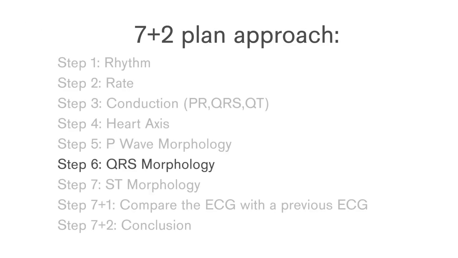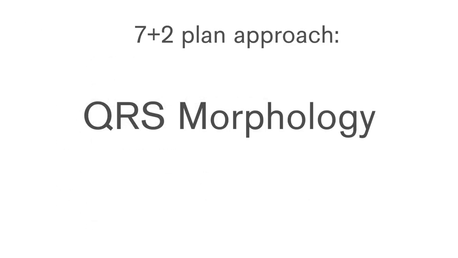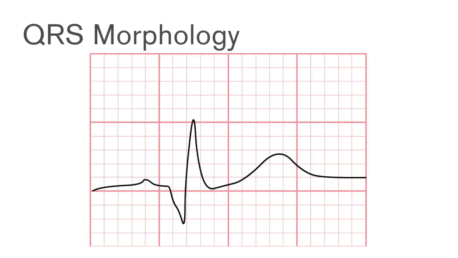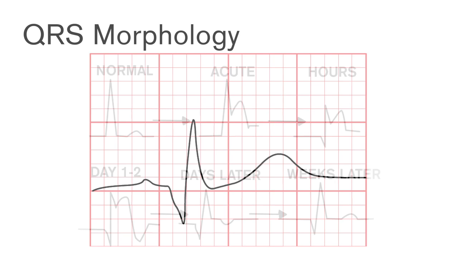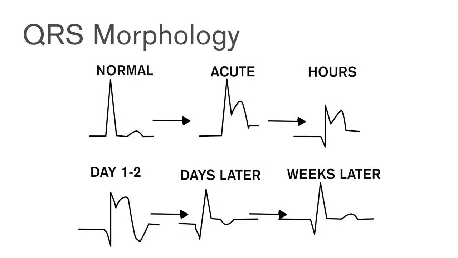In this section, we'll cover QRS morphology. QRS complexes can be looked at for signs of previous myocardial infarction and or left or right ventricular hypertrophy. In this picture, we can see that the QRS will change gradually from an acute myocardial infarction to recovery, but will always show signs of an older wound.